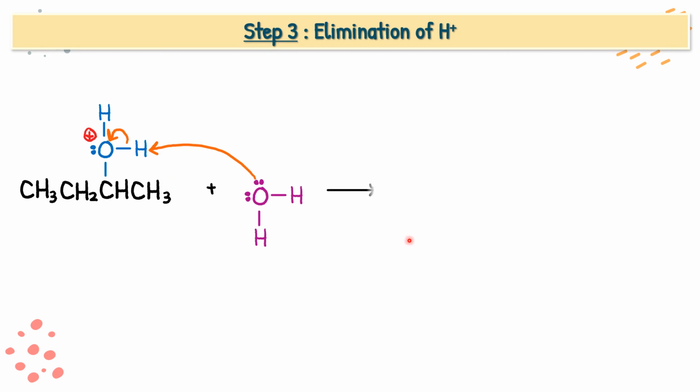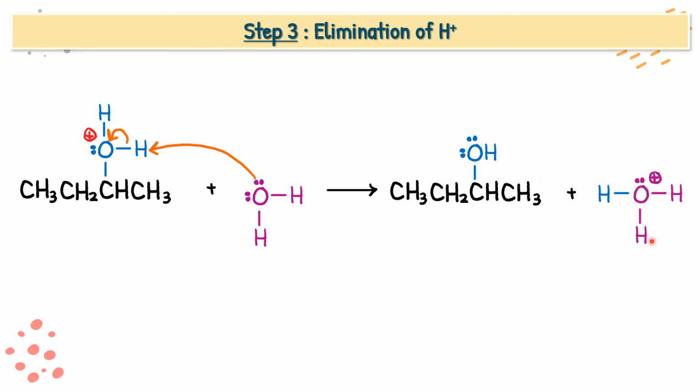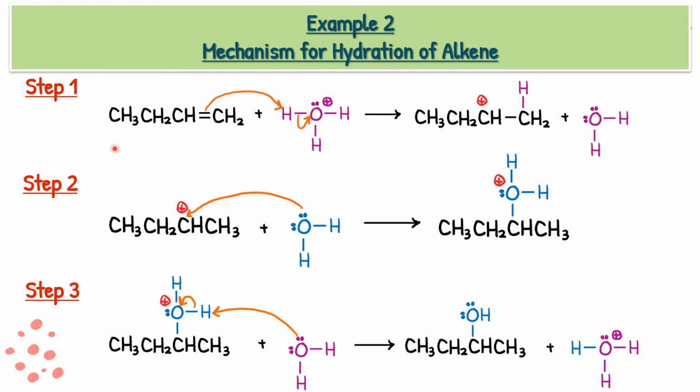So as a result, kita akan dapat kita punya alcohol. So dekat sini tadi, oxygen akan dapat balik dia punya lone pair. So kita dapat kita punya alcohol over here. And we get back our hydronium ion, the one that we used firstly tadi dekat step 1. So overall, these are the steps for the mechanism of hydration for example 2 for our 1-butene. Daripada 1-butene, kita nak hasilkan 2-butanol dekat sini.